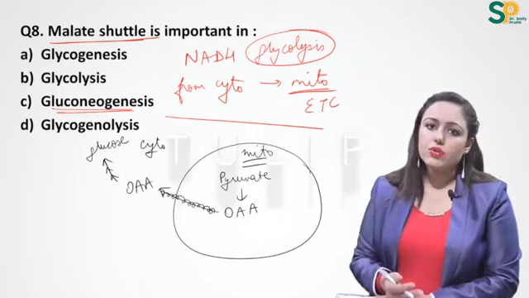Here our purpose is to bring oxaloacetate outside. We don't care what is happening to NADH. We just want oxaloacetate to come outside. So this is not the malate shuttle. Be careful, this answer is given wrong in your guides. So the answer is glycolysis. Okay.